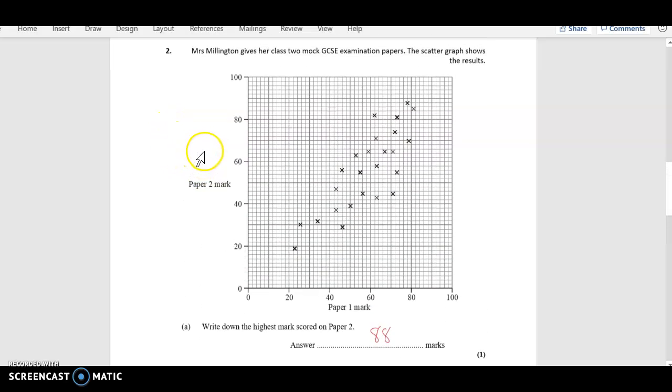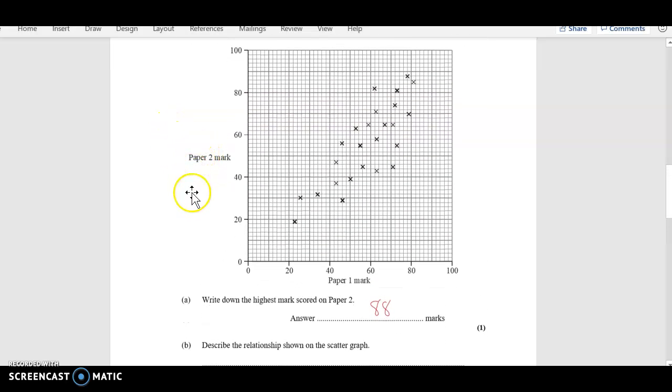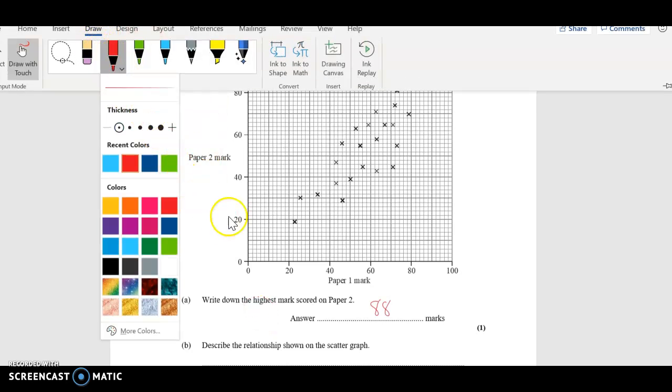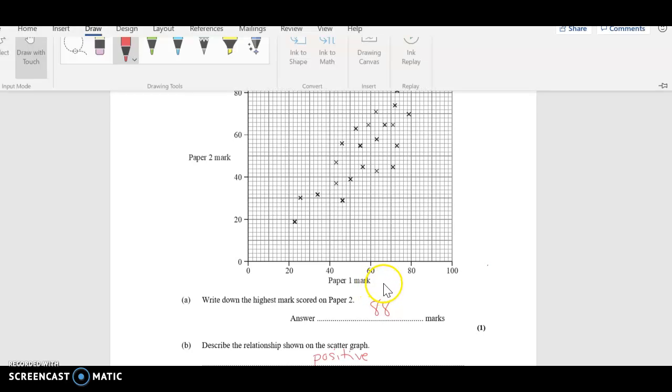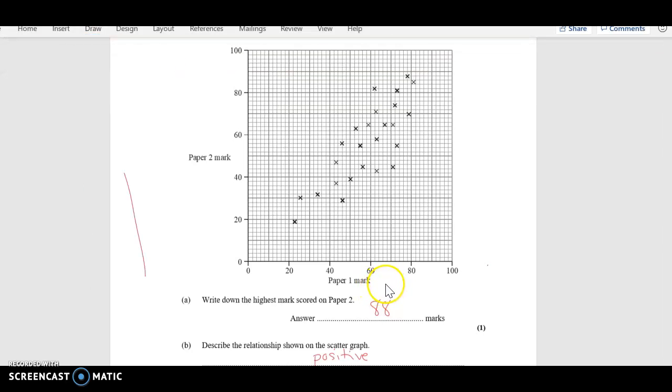Right, our next question. They want us to describe the relationship. So you could describe it in a sentence, or you could just use a shorthand of words. Okay, so there are 3 different words to learn from here. There is positive, negative, and no correlation. So pause and write down what you think it is. Yes, this is positive correlation. And positive correlation basically says as one goes up, the other goes up. Okay, then good.